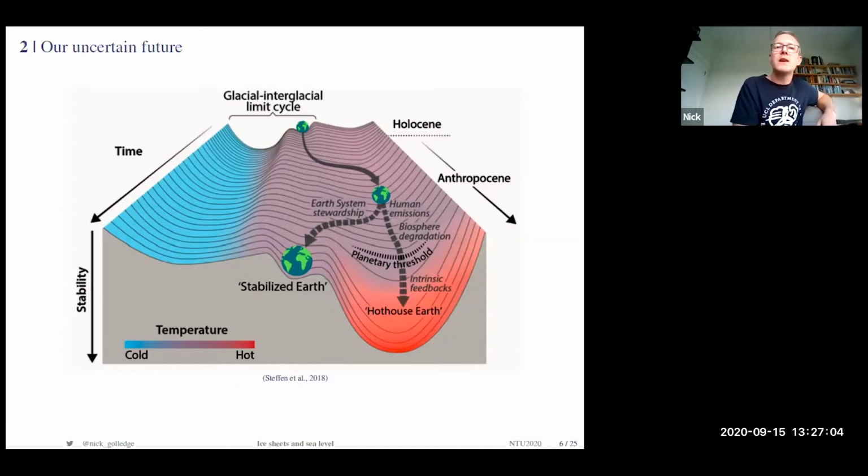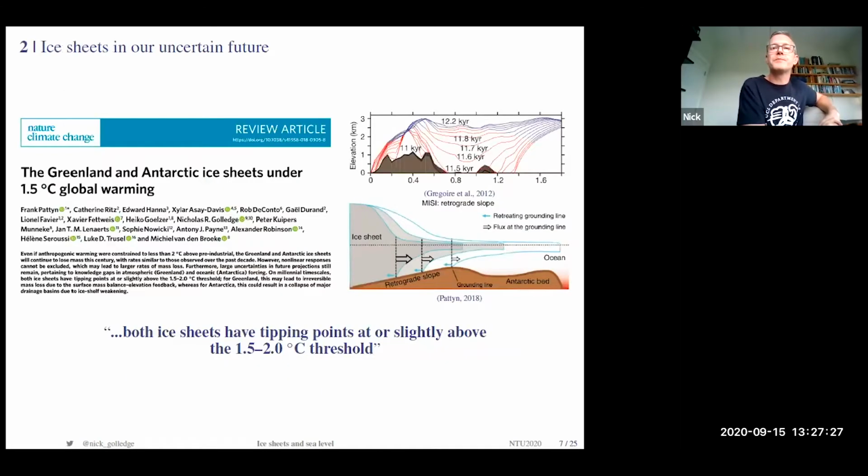It'll be warmer than it was before, but we can deal with it and things will be okay. The danger really is that if we don't get on top of things, we pass this planetary threshold, lots of feedbacks kick in, and we have this runaway into this hothouse Earth environment, and that's obviously a big concern. Next slide, please.